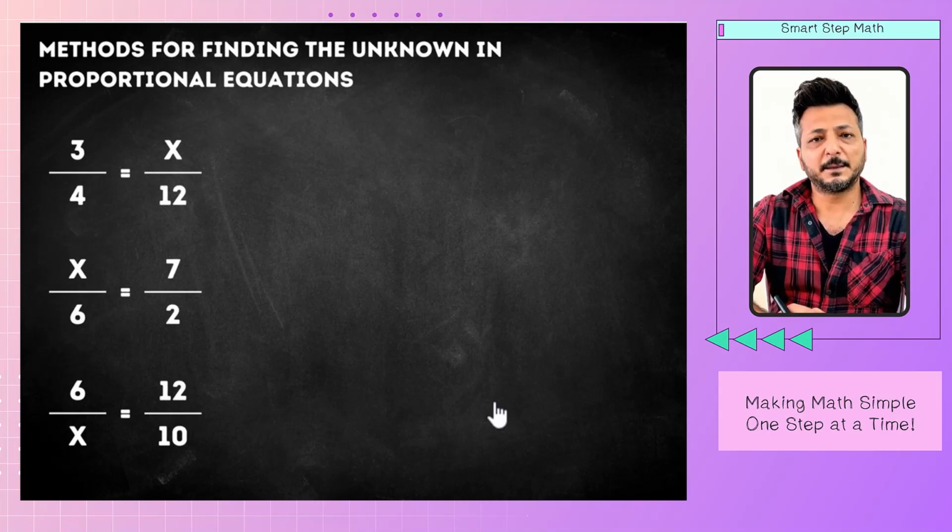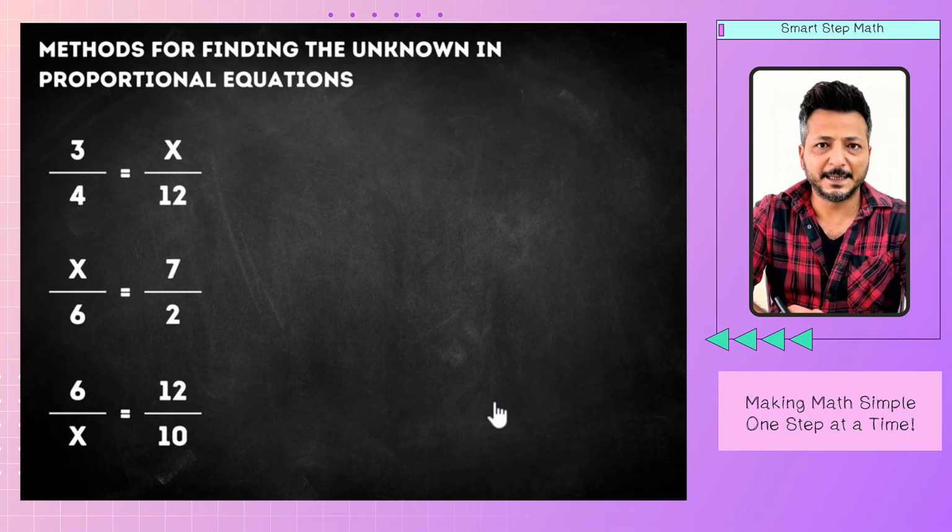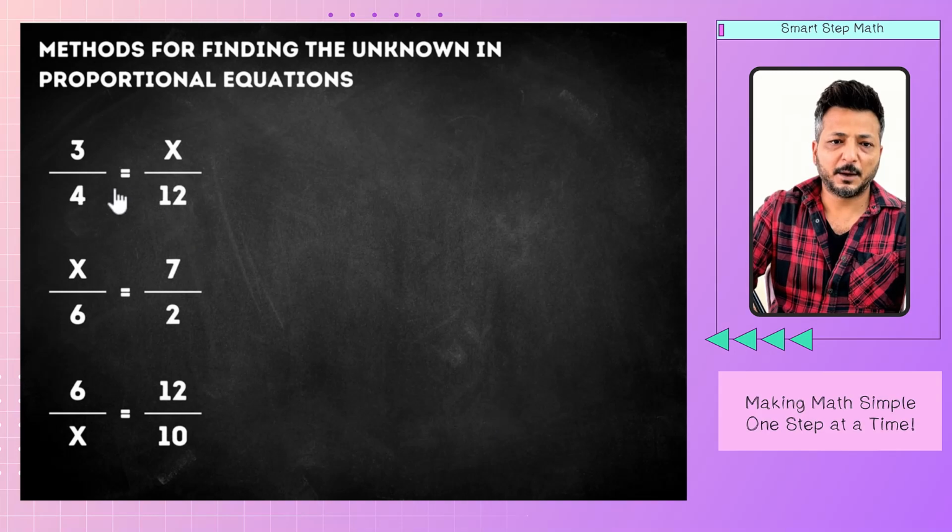There are many ways and methods for this. I will show you the most commonly used and easiest method, the method of equating cross products. We have used this method in our previous lessons. Now we will use this method to find the unknown. Let's examine how we will use it.